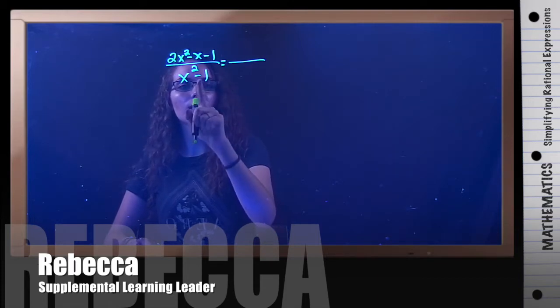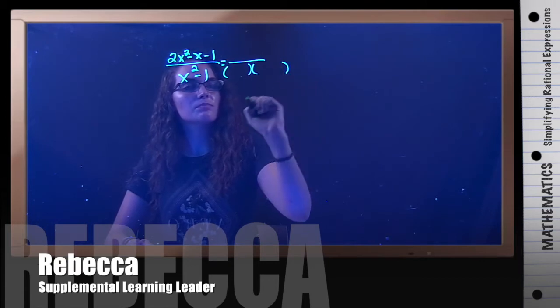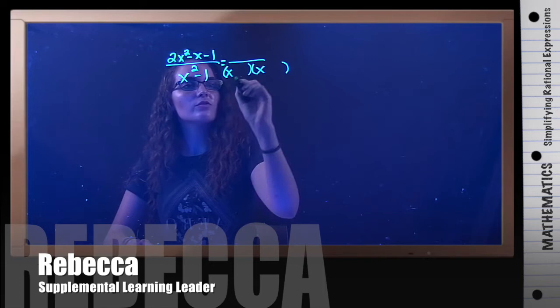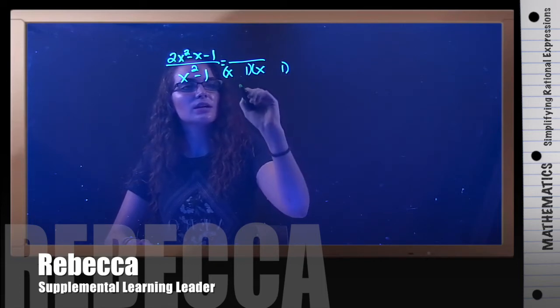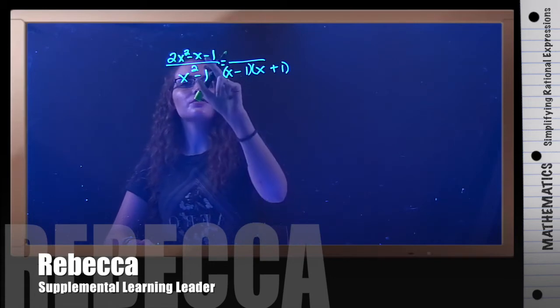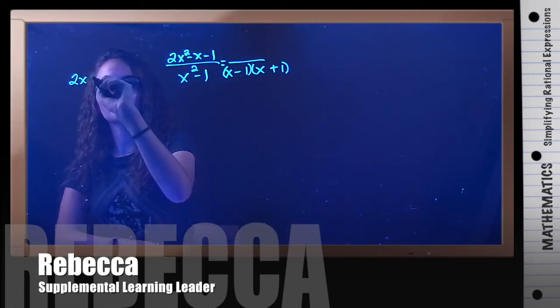Now the bottom is the difference of squares, because this is a perfect square, this is a perfect square, and it's subtraction. So we can do the difference of squares on the bottom. The square root of x squared is x, the square root of 1 is 1, and we make 1 a plus and 1 a minus. Now on the top, we're going to have to use the AC method.